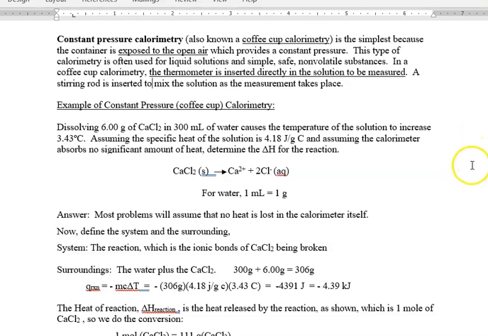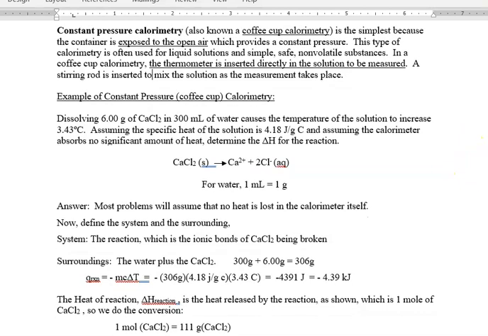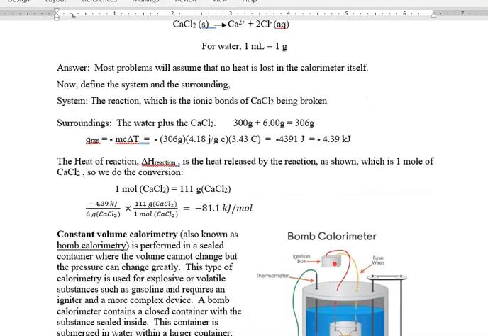So if we look down below, there's the chemical reaction. Most problems will assume that no heat is lost in the calorimeter itself or into the open air. If you do the experiment quick enough, very little heat will escape into the open air. Now define the system and the surroundings. The system in this case is not so much a place, it's the reaction. It's taking place all around the solution. So wherever bonds are being broken from that calcium chloride, that's the system. So the chemical reaction, rather than being a place, it's an event. That's the ionic bonds in the calcium chloride being broken.